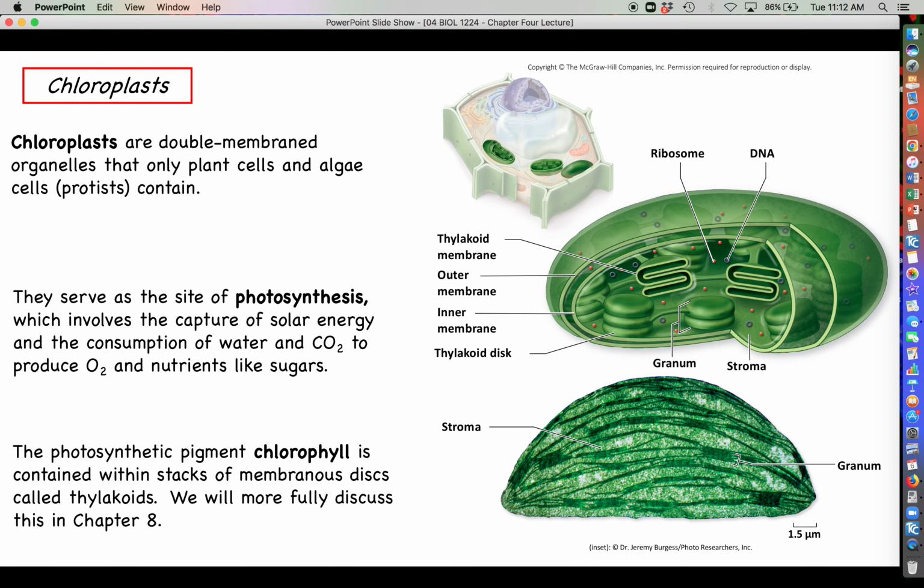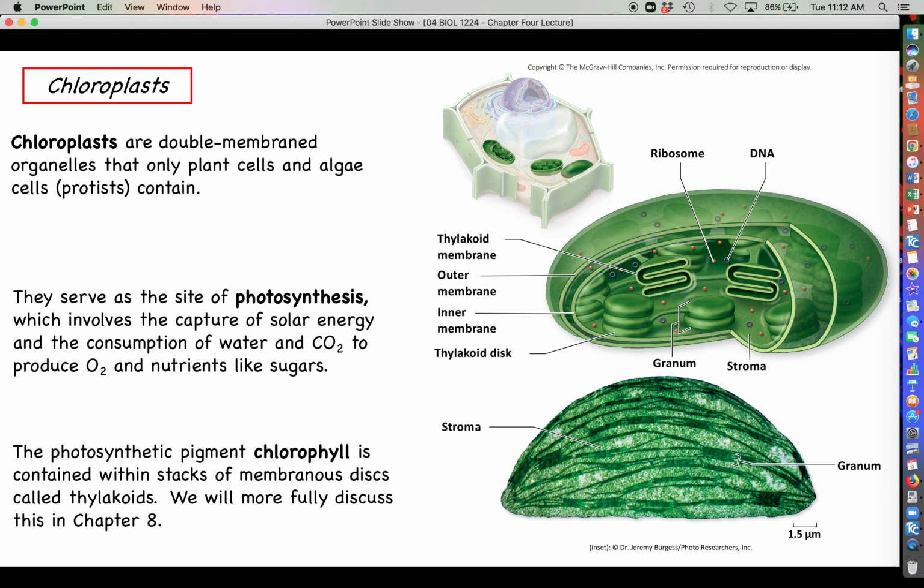Okay, moving on to a somewhat related organelle. These are chloroplasts. Again, these are double membrane structures. They contain an outer membrane and an inner membrane, but these are organelles that animal cells do not have, because they serve as the site of photosynthesis, meaning that these types of organelles are only going to be found in the cells of eukaryotic photosynthesizers, that is, plant cells and algae cells.